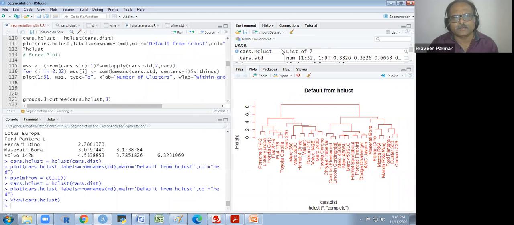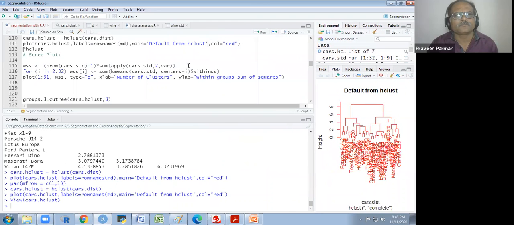Now how to select that? I will explain. WSS is the within sum of squares, the sum of squares within. And row call standard -1. I apply the sum and run this. I will show you how to create this.